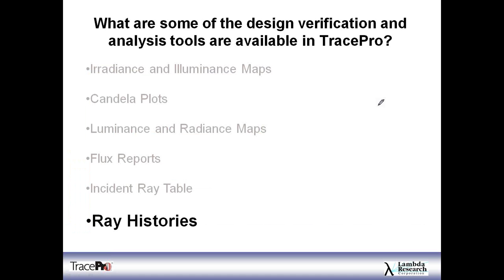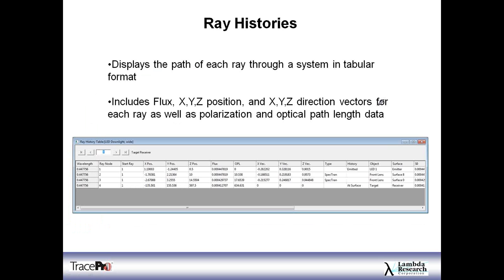And the last tool here we're going to take a look at is ray histories. So ray history, it'll show the path of each ray through a system in tabular format. And this includes flux, XYZ position, XYZ direction vectors, as well as polarization and optical path length for each node.